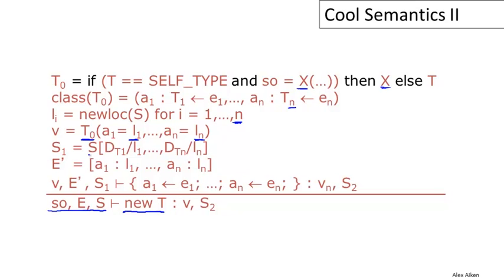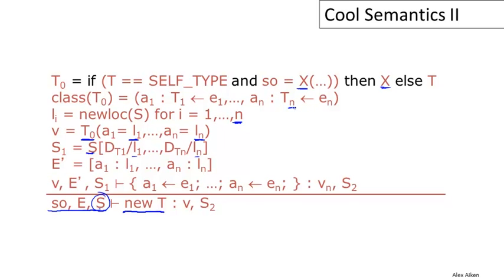And then we're going to update the store. So we're going to take our initial store. Notice that this is the same as the store that we started with. We're going to take S, and we're going to update it so that at these new locations, those locations hold the default values for the types of each of the attributes. And that gives us the store S1. And now we have to evaluate the initializers, right? To actually initialize the attributes.